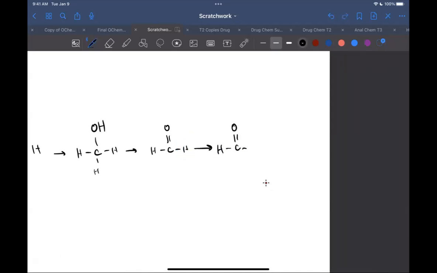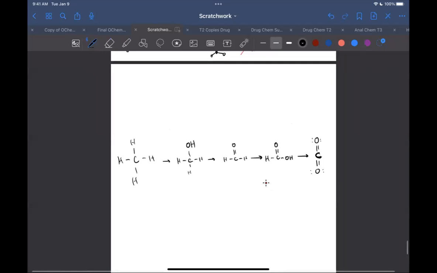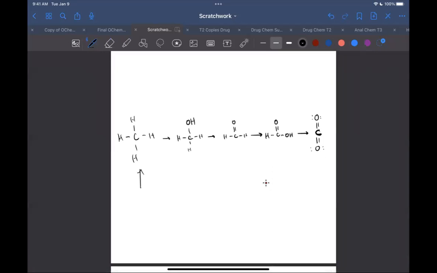C, OH. And now let's take a look. Do we still have a hydrogen we can give up? Yes, right here. Carbon dioxide, where that carbon right here no longer has hydrogens to give up. So methane is the most reduced form of carbon. Carbon dioxide is the most oxidized form of carbon.